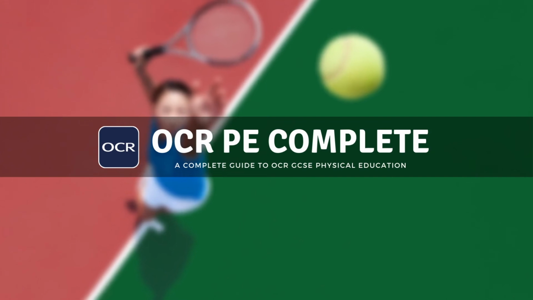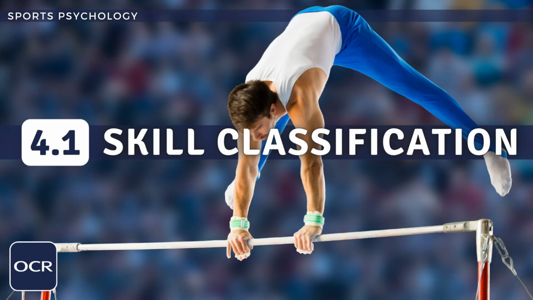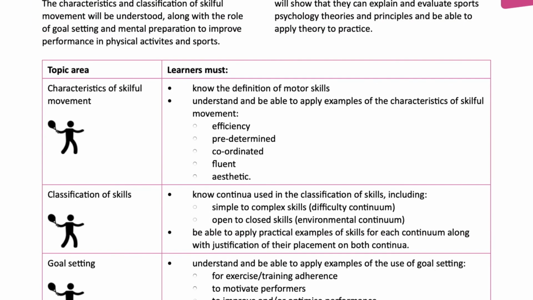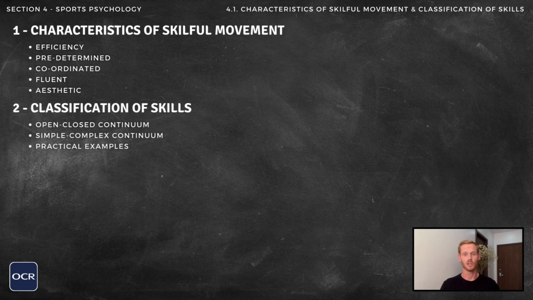Hello and welcome to another complete OCR GCSE PE lesson where you'll learn absolutely everything you need to know on topic 4.1, characteristics of skillful movement and classification of skills. As always, we'll be following the OCR syllabus exactly and we'll cover absolutely everything you need to know for your final exam. For topic 4.1, you need to know about the characteristics of skillful movement applied to examples from sport and the classification of skills, including the simple to complex and open to closed skill continua.